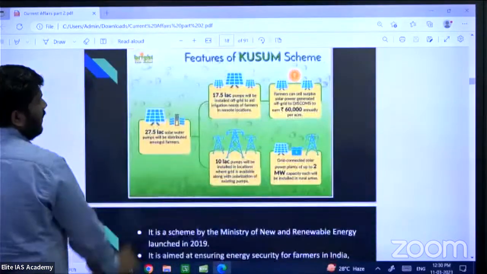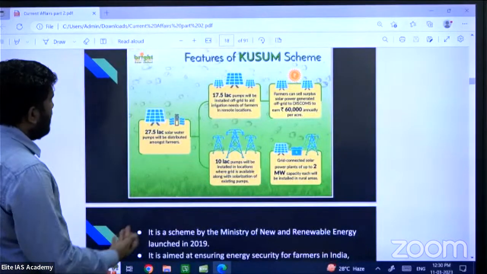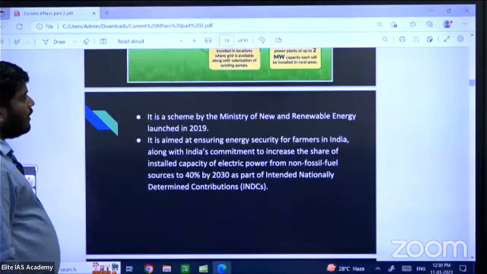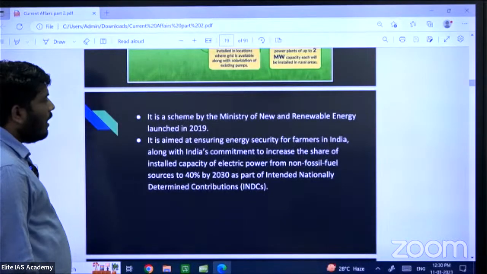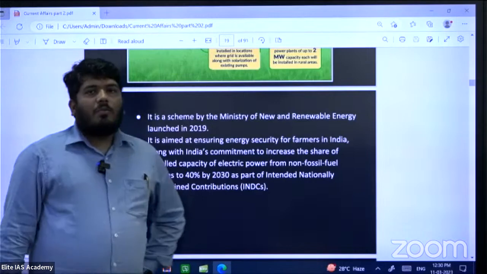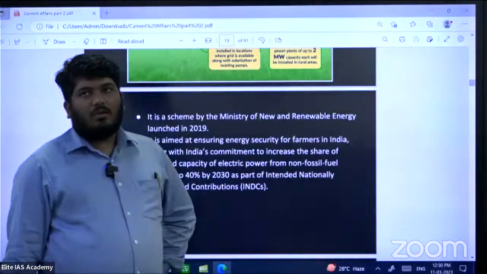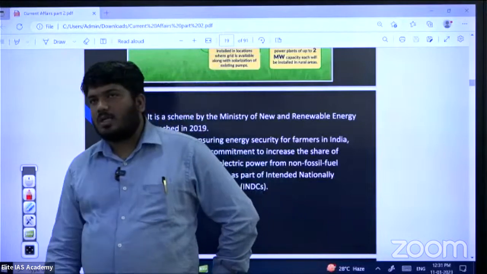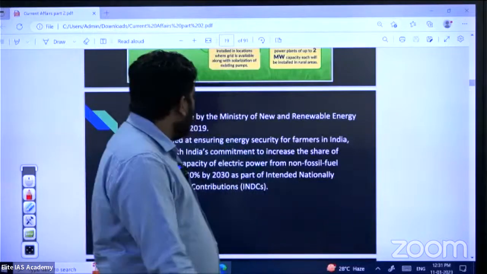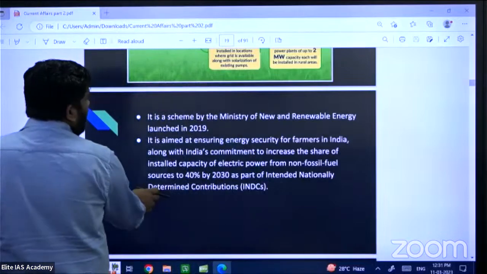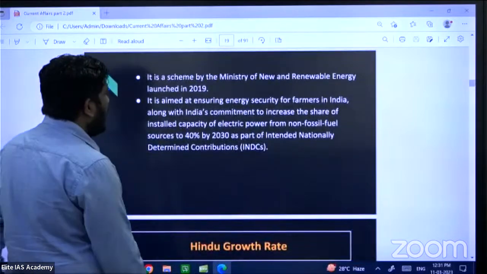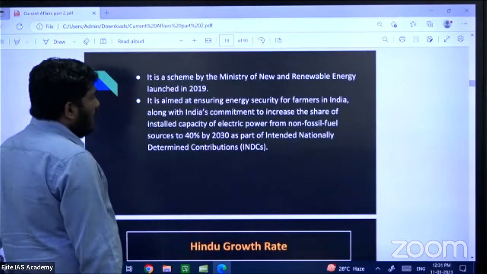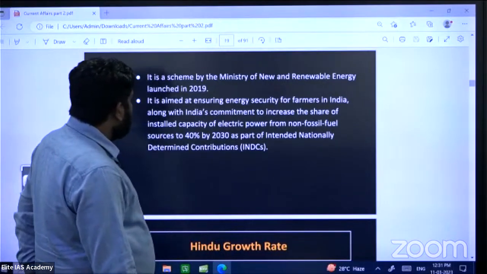What are the features? You can read here; data is given. You can cover it by yourself. It is a scheme by the Ministry of New Renewable Energy launched in 2019. Why is it in news now? Because the deadline has been increased. Earlier deadline... So like this also it is delayed. Okay. Along with India's commitment to increase the share of installed capacity of electric power from non-fossil fuels to 40% by 2030, as part of the intended nationally determined contribution.